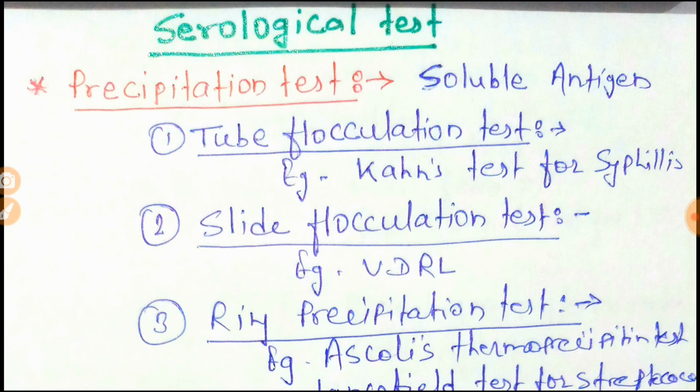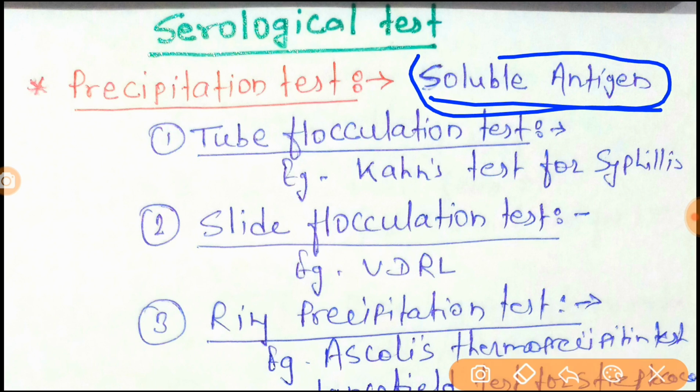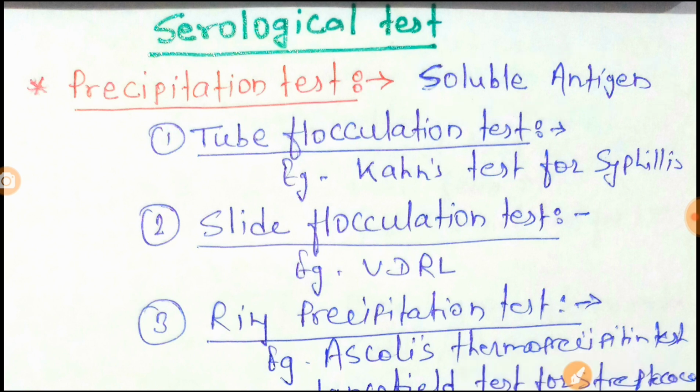First, start with the precipitation test. It involves a soluble antigen. This is the most commonly asked thing. The precipitation test is also called a flocculation test, so don't be confused. The precipitation test is of the following types.